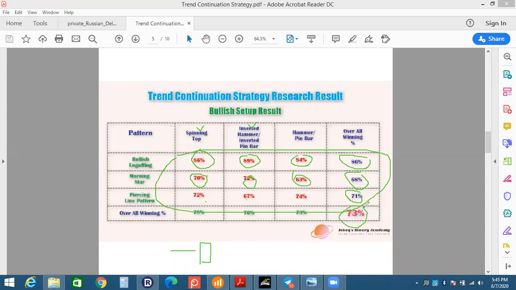If you filter with the trend, if you filter with some support and resistance, it will be above 85%. So still some members, you don't mute the mics. It's disturbing. Okay, please mute the mic.